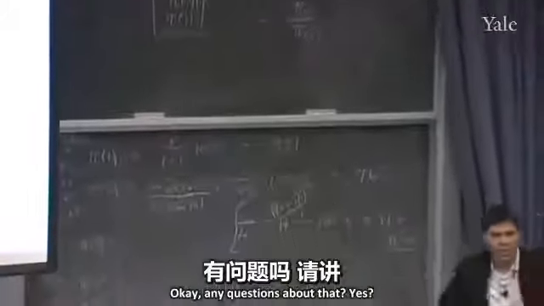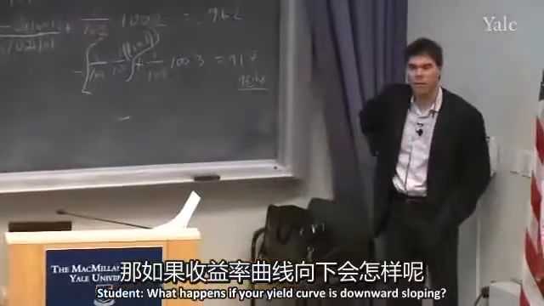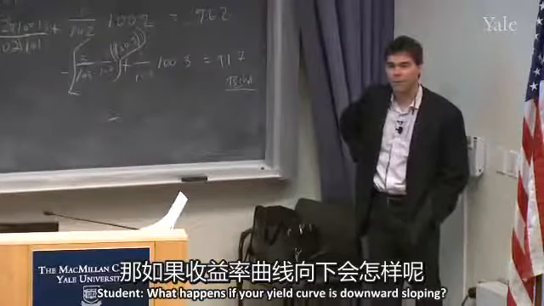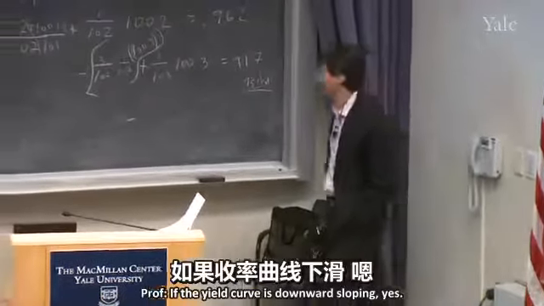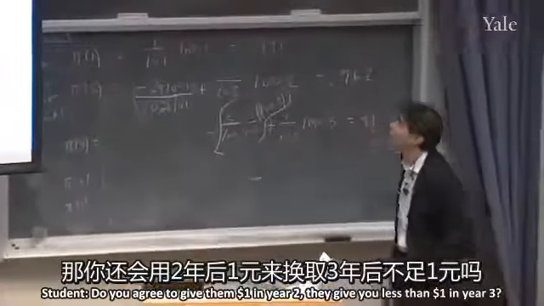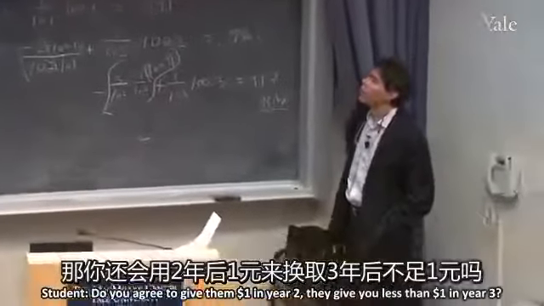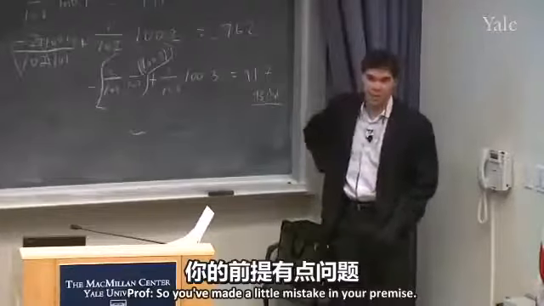Okay, any questions about that? Yep, go ahead. What happens if your yield curve is downward sloping? If the yield curve is downward sloping, yes. You get less money if you agree to give them $1 in year 2, they give you less than $1 in year 3. Okay, so you've made a little mistake in your premise.